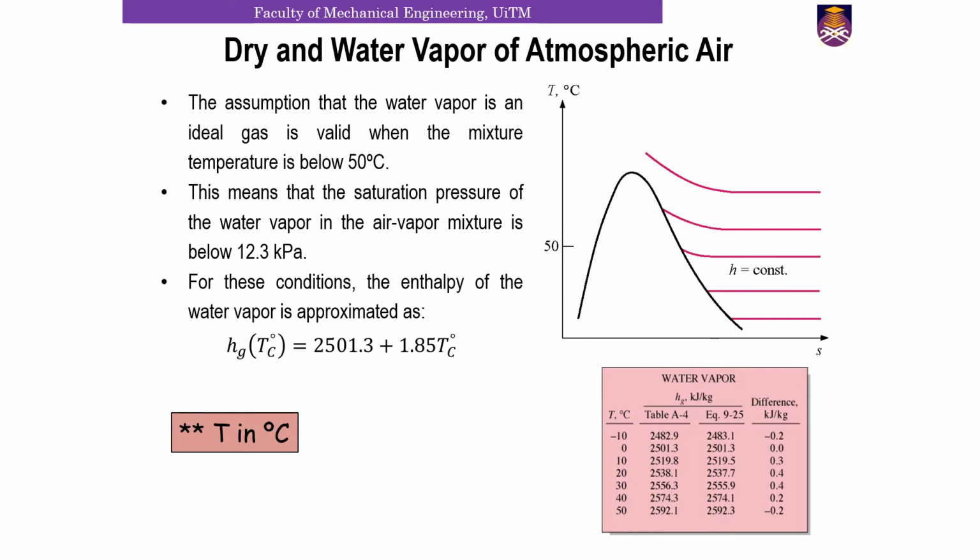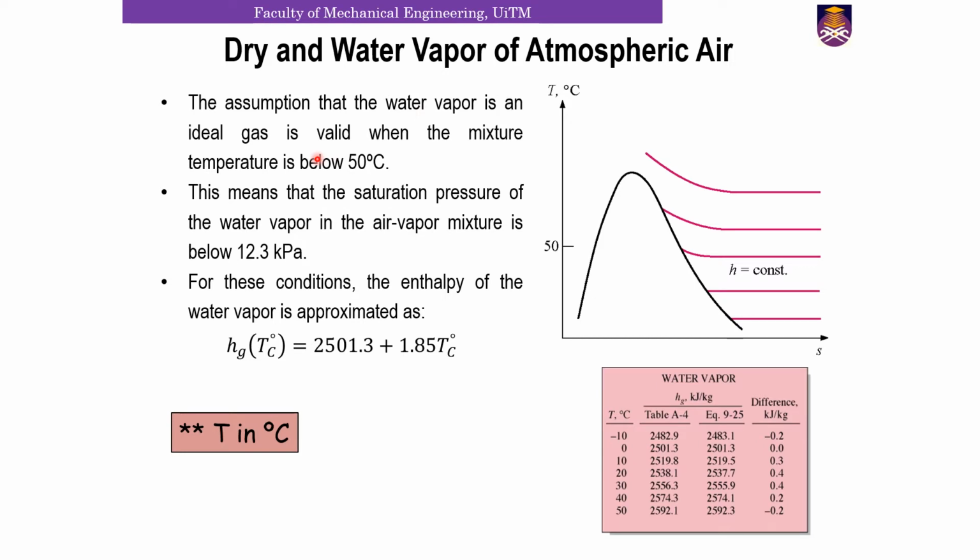Here is another note on dry air and water vapor of atmospheric air. As you can see here, the partial pressure of water vapor is usually referred to as the vapor pressure, and it is the pressure water vapor would exert if it existed alone at the temperature and volume of atmospheric air.